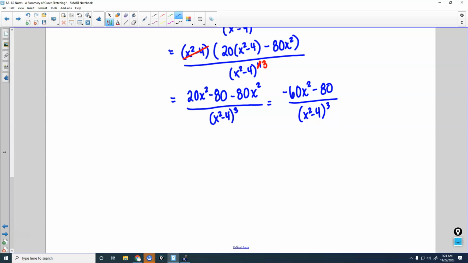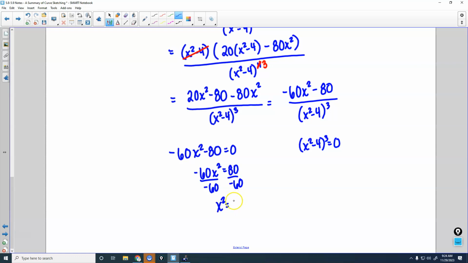So we need our critical points for the second derivative. So we're going to say negative 60 x squared minus 80 equals 0. We're also going to say that denominator, x squared minus 4 to the 3rd equals 0. So this will be negative 60 x squared equals 80. And then we'll divide by that negative 60. And you can see right here, that is going to give you negative 4/3.